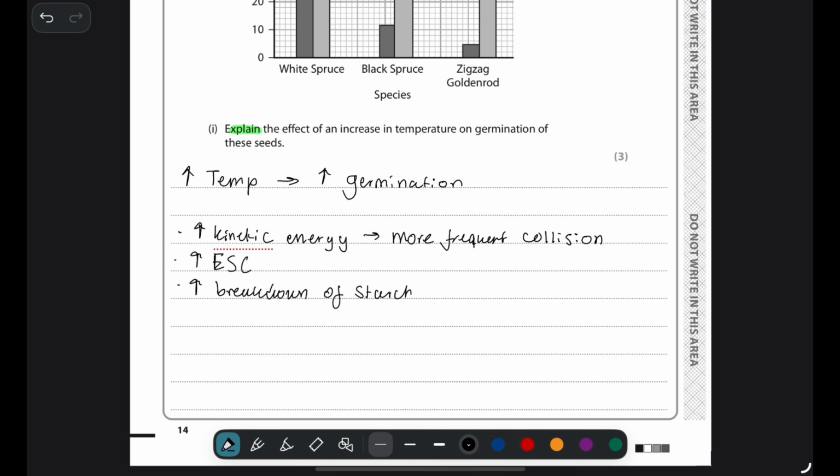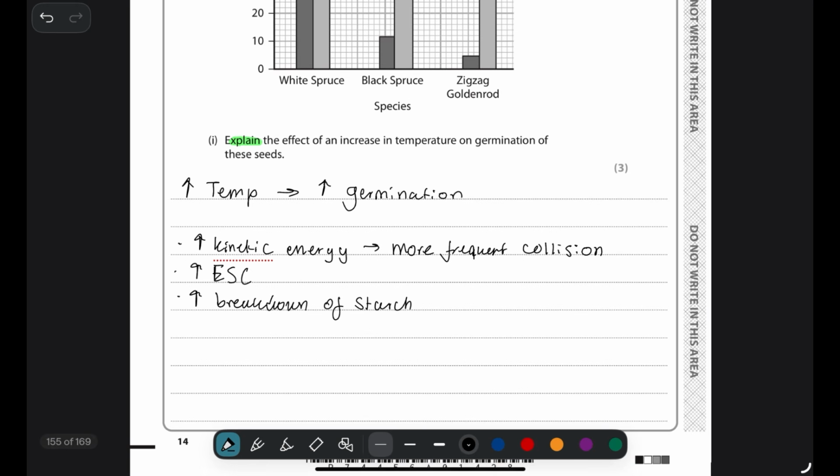And if we increase the breakdown of starch, well, just think, how does that actually relate to germination? That's the last thing I kind of want to touch on with this explanation. Well, starch is made up of glucose. If we have more glucose, that means that we can increase the rate of respiration, which will provide the energy for germination to happen. So those are what you want to say in that.